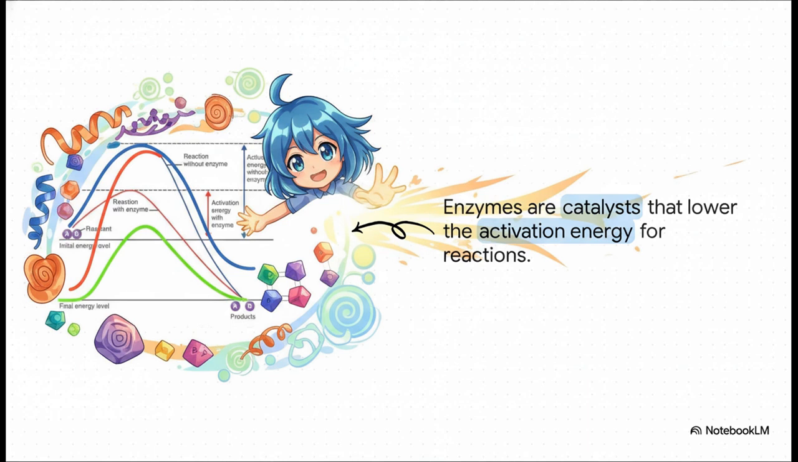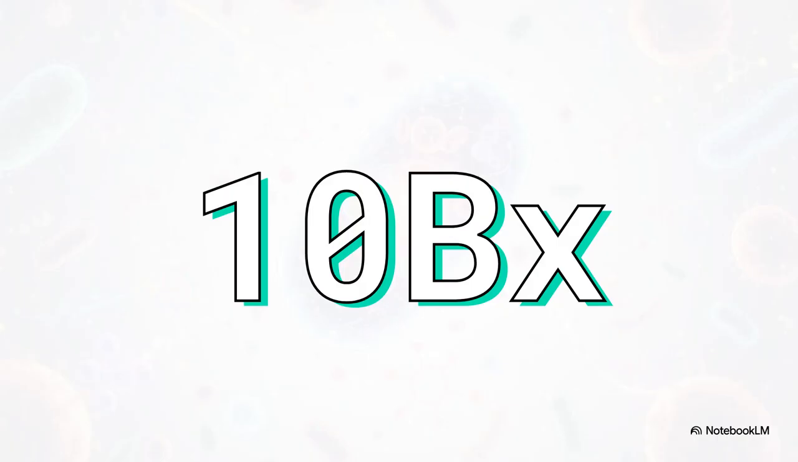We're talking thousands, even millions of times faster. And when I say faster, I am not kidding. Enzymes can speed up reactions by up to 10 billion times. That's an incredible number.